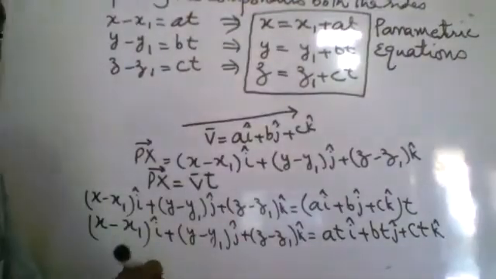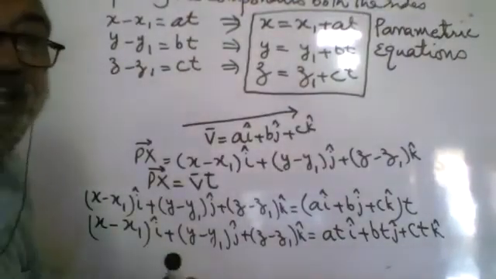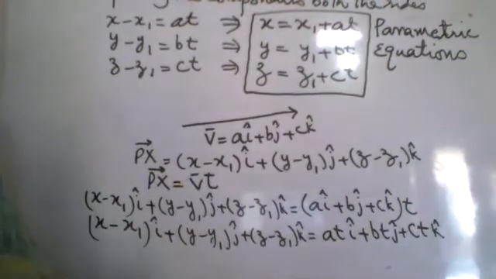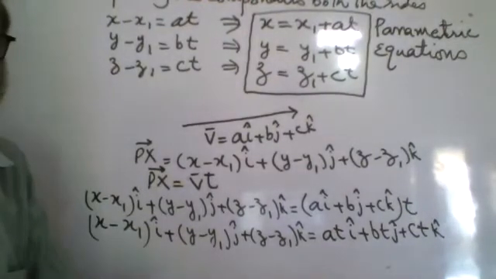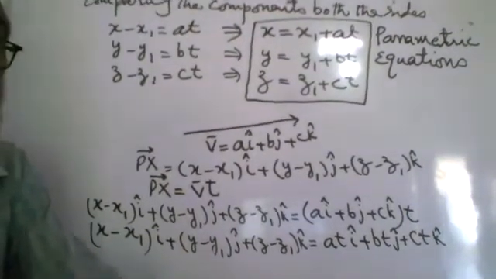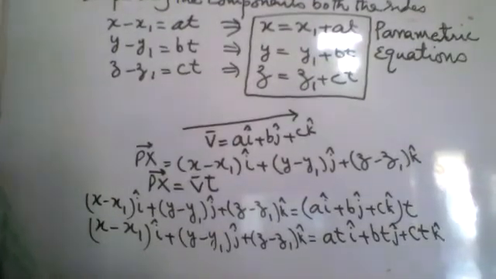These three equations are called parametric equations of the line. X is equal to x1 plus at, y is equal to y1 plus bt, z is equal to z1 plus ct.